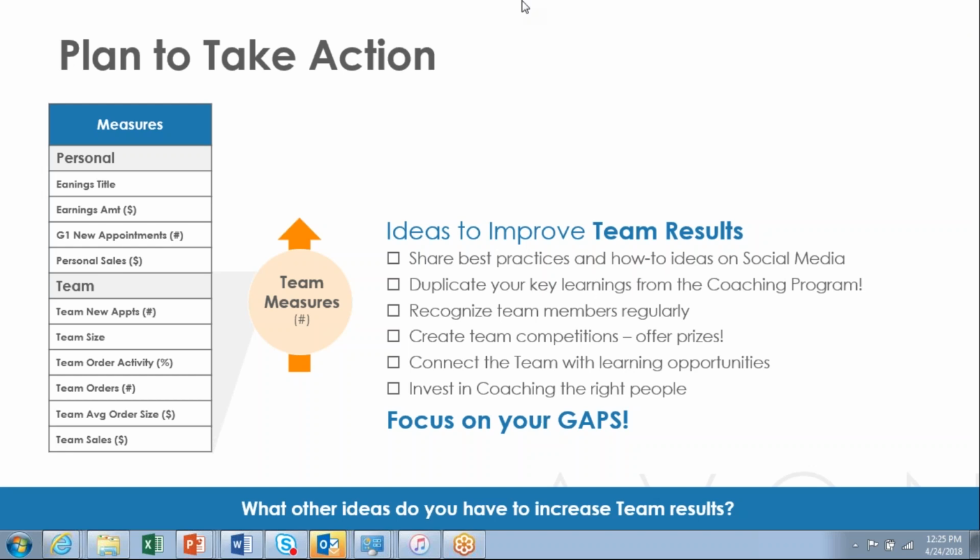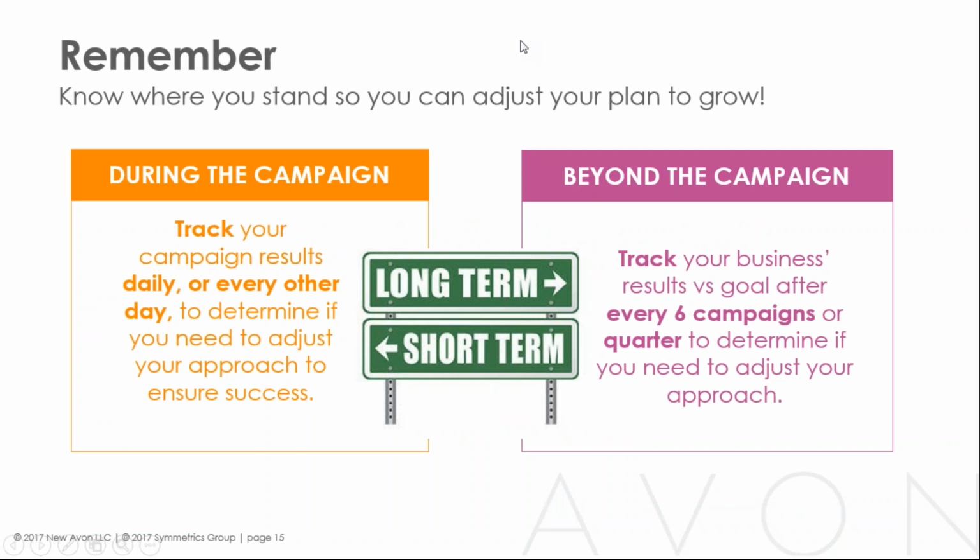All right. Up to this point, we've focused on tracking progress and adjusting our actions to succeed. During this campaign, performance may be tracked daily or every couple of days based on the size of your downline. Beyond the campaign, track your progress after every 6 campaigns or at the end of every quarter. At the end of every quarter or 6 campaigns, and at the end of the year, consider reflecting back on your results to identify lessons learned and celebrate your success.